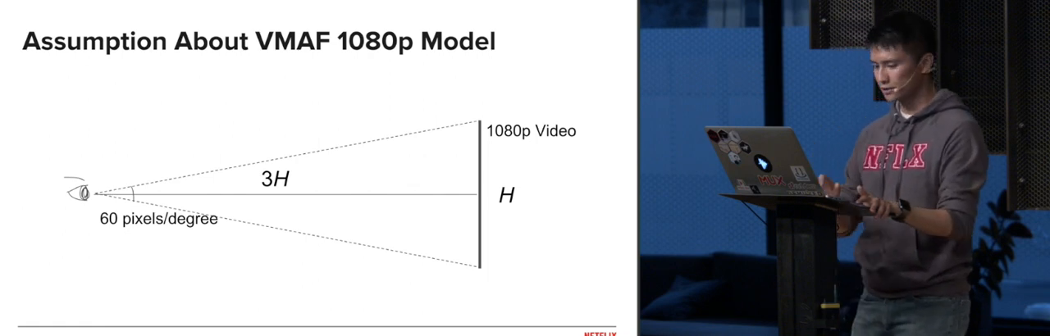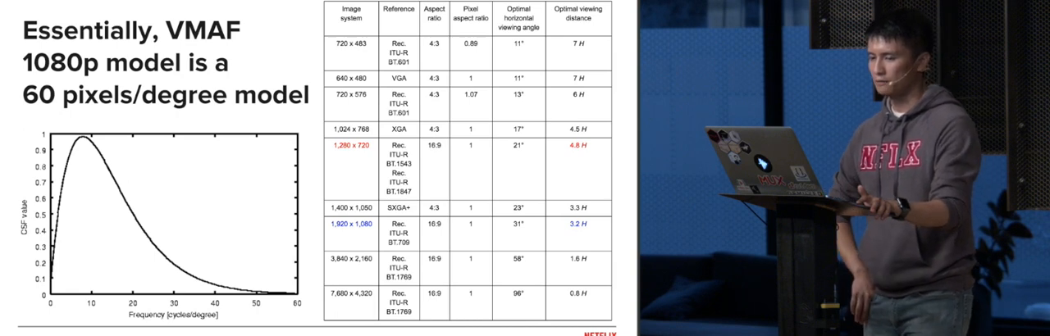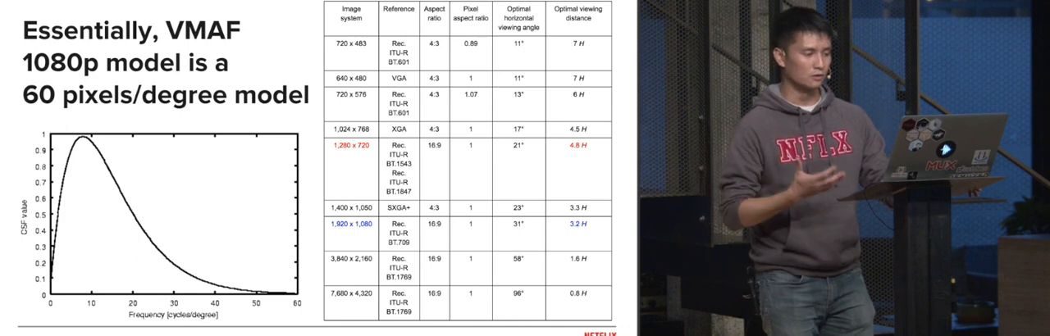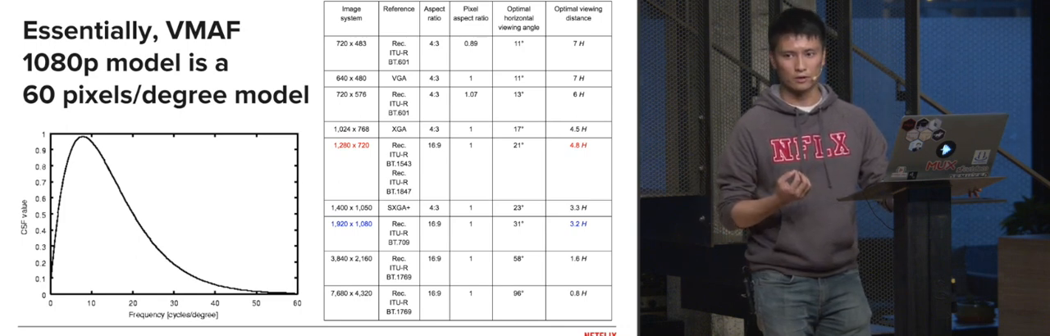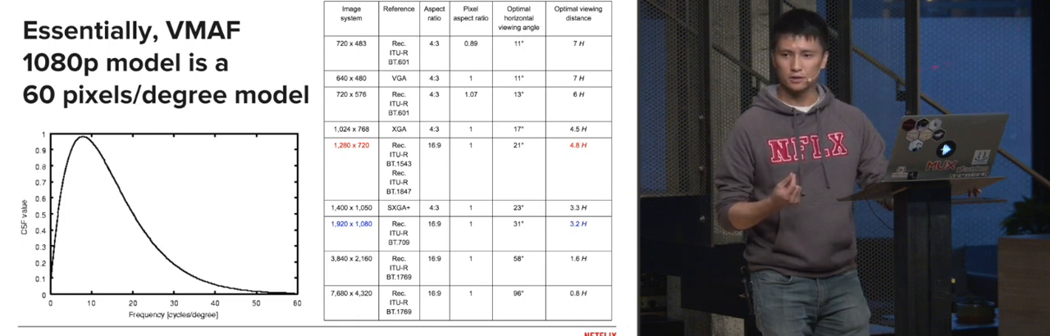And what this gives you is a viewing angle of approximately 60 pixels per degree. And you might wonder where this number is coming from. So this 60 pixels per degree is the critical viewing condition for a viewer to appreciate the details in the content.